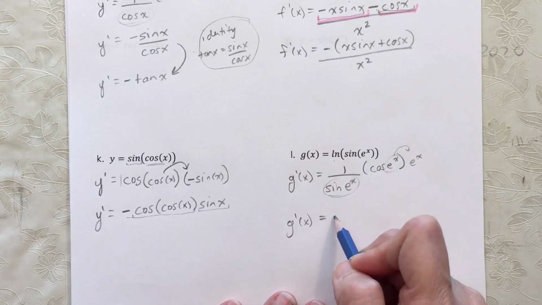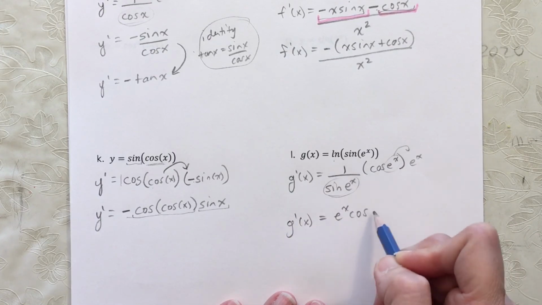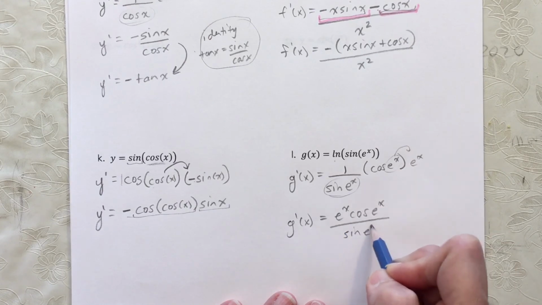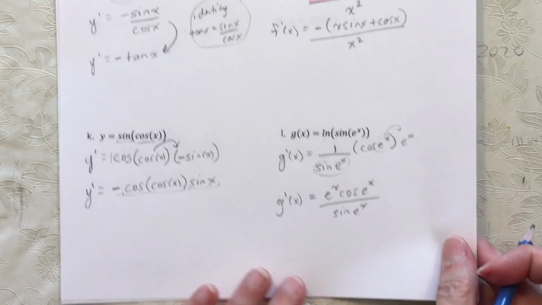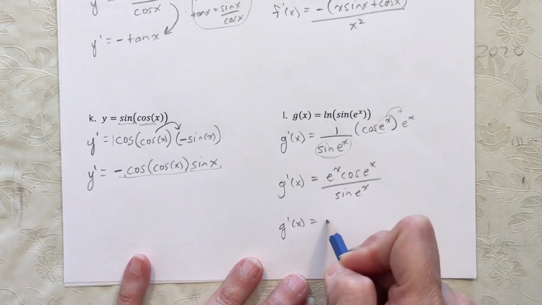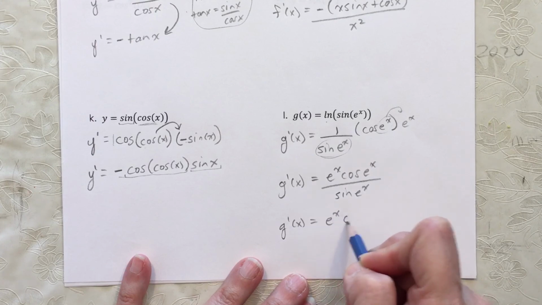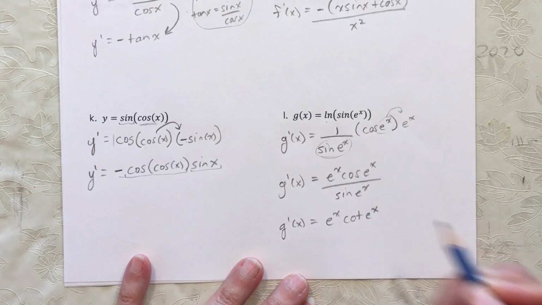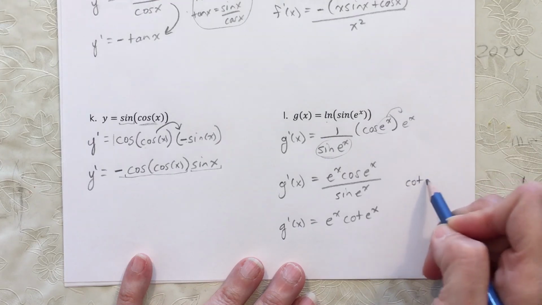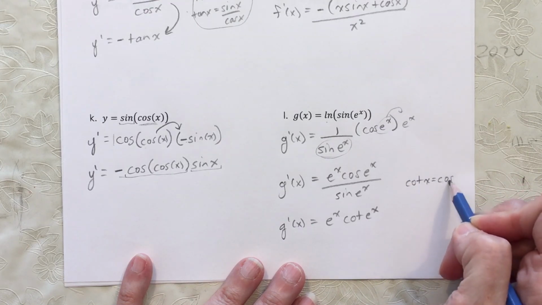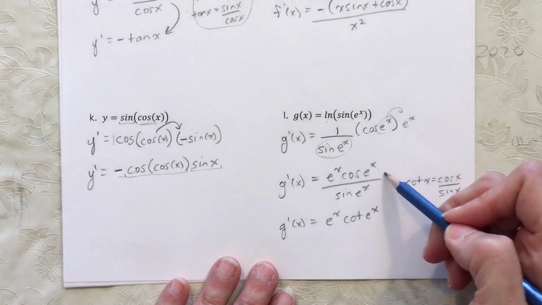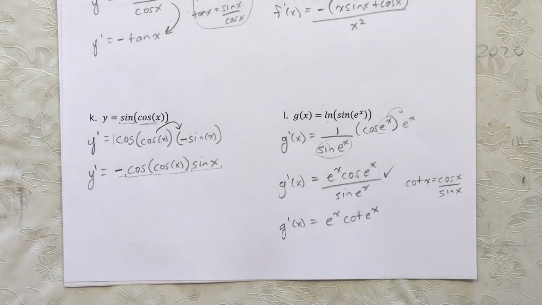So your numerator is going to be e to the x cos e to the x, and your denominator is going to be sine of e to the x, again, which would be fine for me, but you might find the back of the book writing it as e to the x cotan e to the x, and that's because the cotan of x is equal to the cos of x over the sine of x. But this is fine.